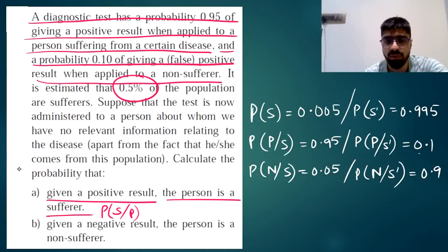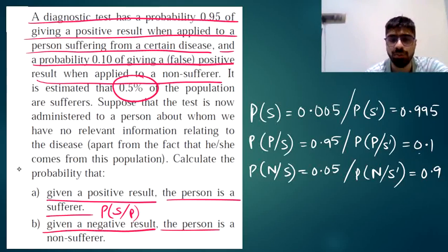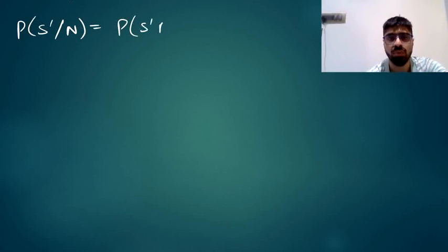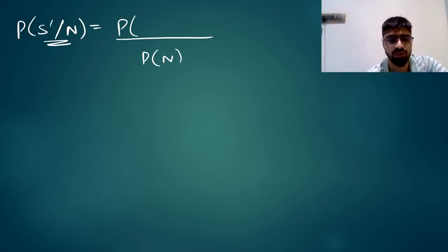For part B, let's go ahead with that. Given a negative result, the person is a non-sufferer. So P of a non-sufferer, that means S complement, given a negative result. So P of S complement given N, calculate that in a similar way. Let's be a little quick. P of S complement intersection N upon P of N. P of S complement intersection N, that is the reverse of this. So P of N intersection S complement into P of S complement.